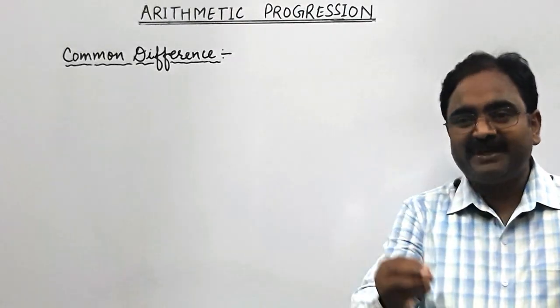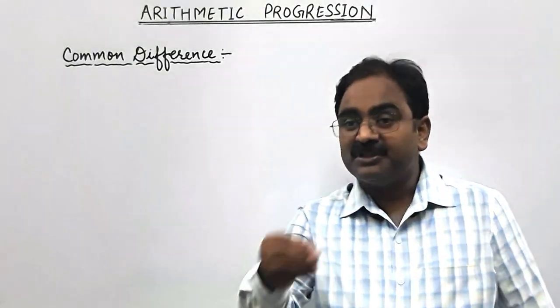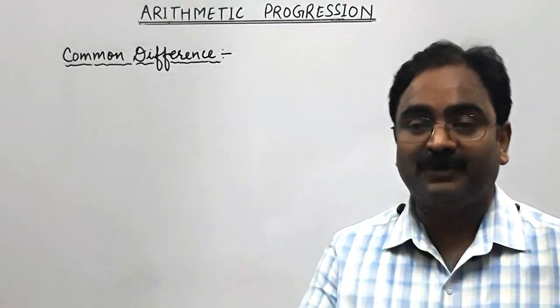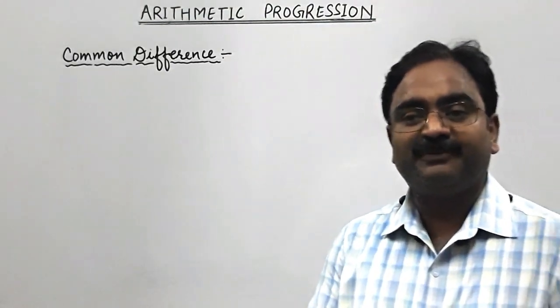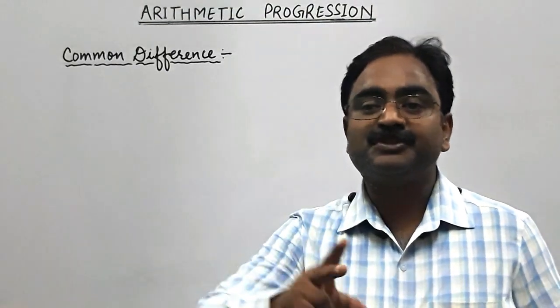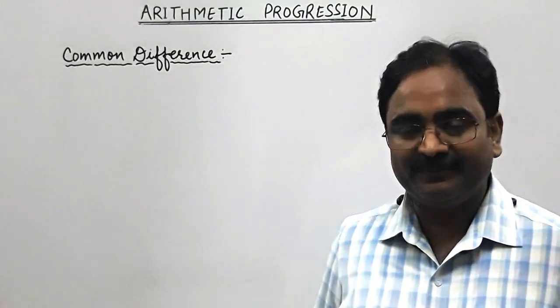Let us see another important part of this arithmetic progression, which is called common difference. You have read something about this common difference. That common difference, what is it? You have already learned this. The common difference is the difference between two consecutive terms.